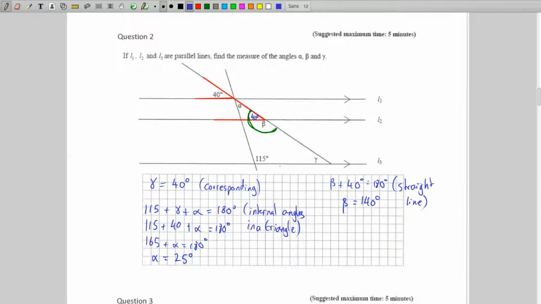The other way you could come at beta is you could talk about this being a quadrilateral, so the angles have to add to 360 degrees, and you know two of the angles. You can find the third one through whatever method you like, and then put beta in an equation that says the four angles add to 360 degrees. I think this way is a little bit shorter and potentially even a little bit easier to understand.